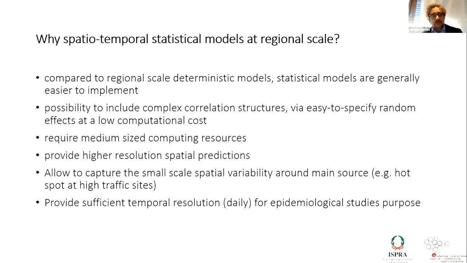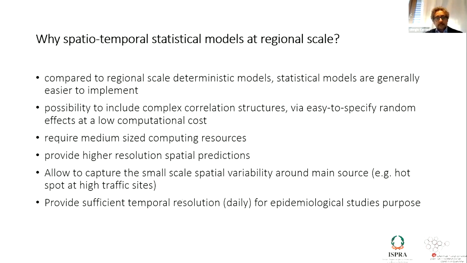It needs only medium-sized computing resources and generally provides higher resolution spatial prediction when we go to a domain such as a whole nation, for instance, as we do for Italy. It allows us to capture the small-scale spatial variability around main sources, which is one of the drawbacks of chemical transport models, which are more prone to estimate well an average of concentration in the cell domain, instead of capturing the small-scale variability around the main source, such as roads and traffic sites.